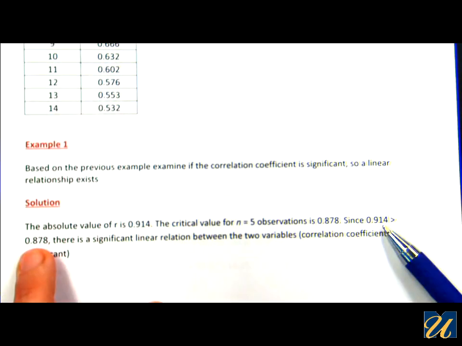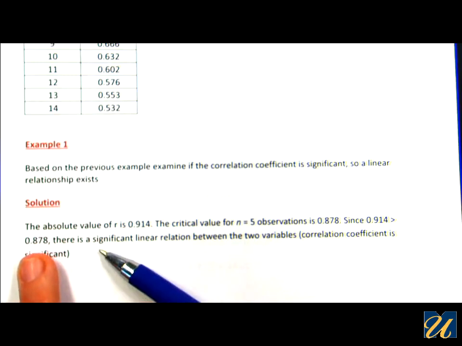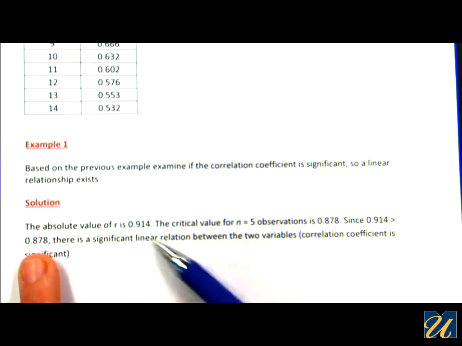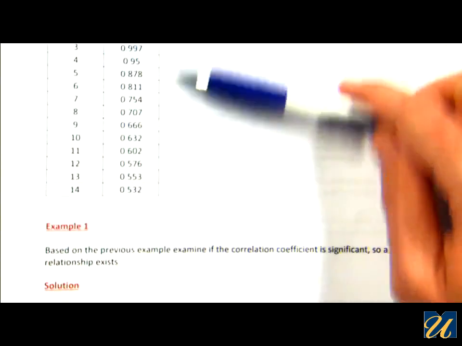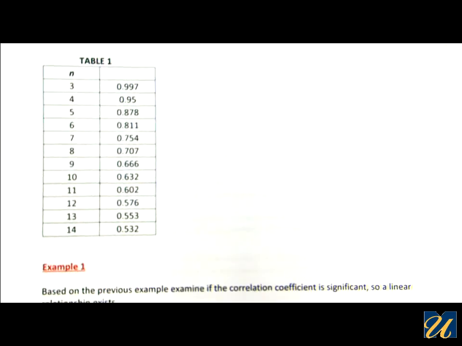Since r is greater than the critical value, you can safely say that there is a significant linear relationship between the two variables. Therefore, r is significant. This is how you will be using this table to determine if there is a significant relationship between the two values.